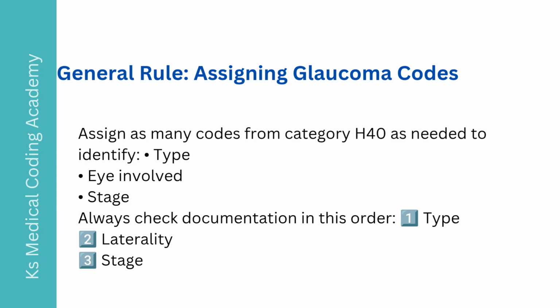General rule for assigning glaucoma codes. You may assign as many codes from category H40 as needed to fully describe the condition. Always review documentation in this order. First, identify the type of glaucoma. Second, identify the affected eye. Third, identify the stage. Missing any one of these can lead to an incorrect code.